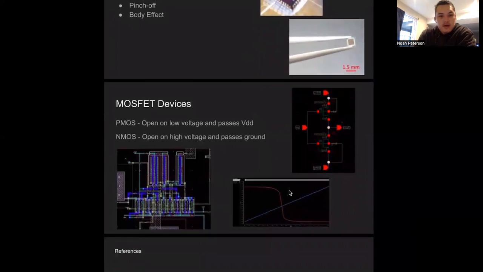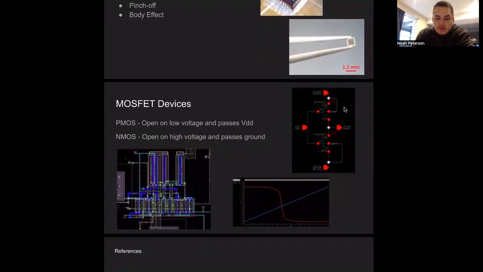So MOSFET devices with PMOSs open on low voltage and pass VDD, and NMOSs open on high voltage and pass ground. Here we have an example. This is just a layout of an integrated circuit. These are PMOSs on top here and NMOSs on the bottom. All this is different layers of metal to make contacts in different topologies to create the logic that we want.